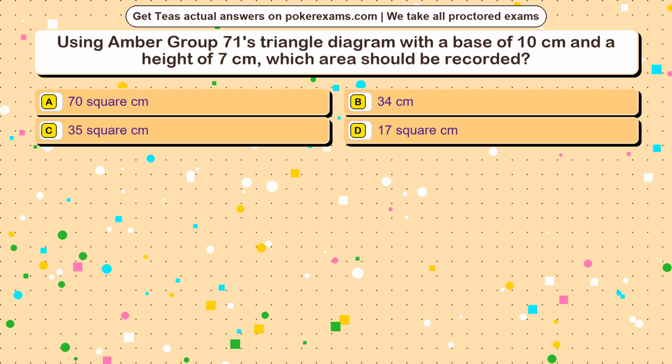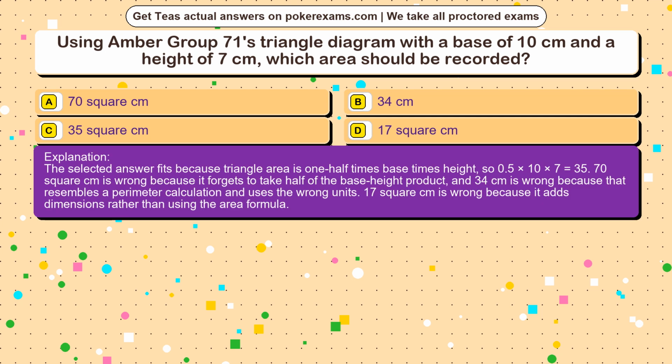The correct answer is option. The selected answer fits because triangle area is 1/2 times base times height, so 0.5 times 10 times 7 equals 35. 70 square cm is wrong because it forgets to take half of the base height product, and 34 centimeters is wrong because that resembles a perimeter calculation and uses the wrong units. 17 square cm is wrong because it adds dimensions rather than using the area formula.